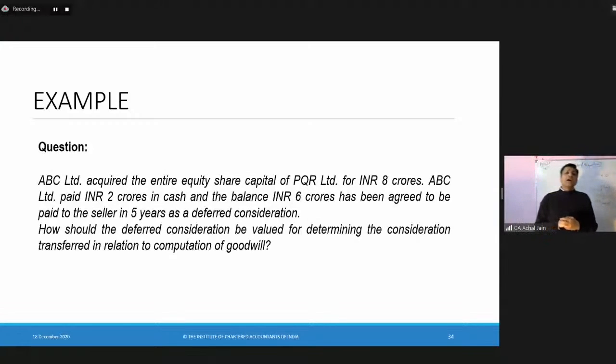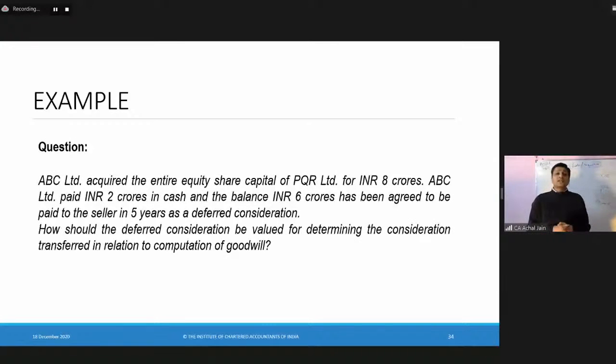ABC Limited acquired entire equity share capital of PQR for 8 crore rupees. ABC Limited paid 2 crores in cash, means 2 crore has gone through bank balance. Cash means the bank balance. And the balance INR 6 crore has been agreed to be paid to the seller in 5 years as a deferred consideration. Deferred means it will be paid after 5 years. So this is not getting paid immediately. This is getting paid after a few years. That's why this has been called as deferred consideration.